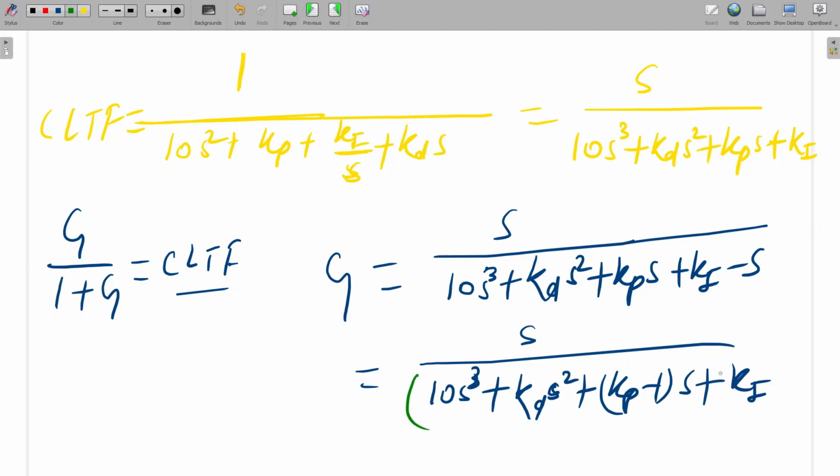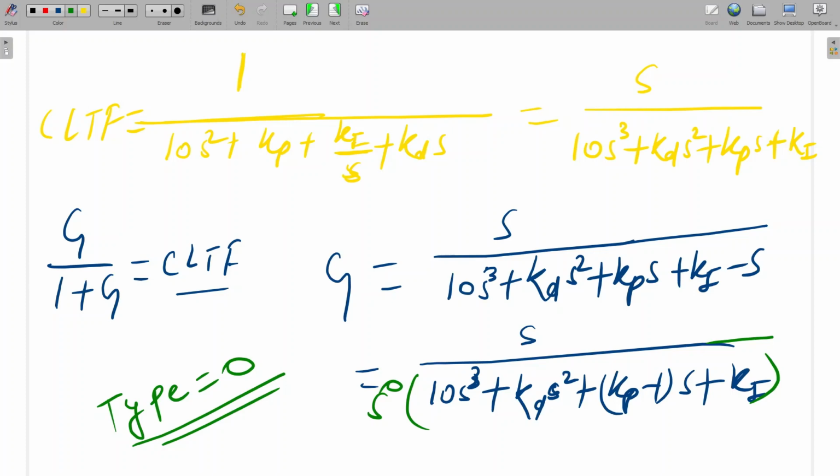What is the type here? See, s to the power 0 is multiplied here, no? So type will be 0. Correct? Is it clear? Whatever s to the power will be multiplied with the whole, so type will be zero. Yes, type 0 system.